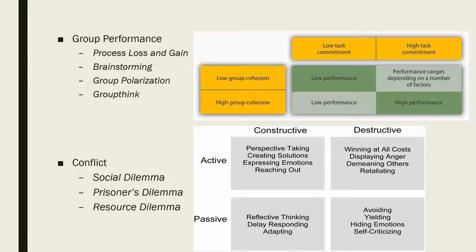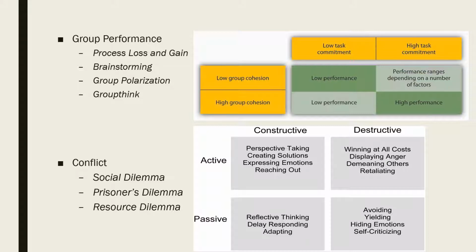Next is conflict. The key features of this include things such as social dilemma, prisoner's dilemma, and resource dilemma. Conflict is defined by Erik Erikson's theory as a turning point during which an individual struggles to attain some physiological quality. The following three dilemmas are addressed in regards to group conflict. Social dilemma is a situation in which a self-interested choice by everyone will create the worst outcome for everyone.